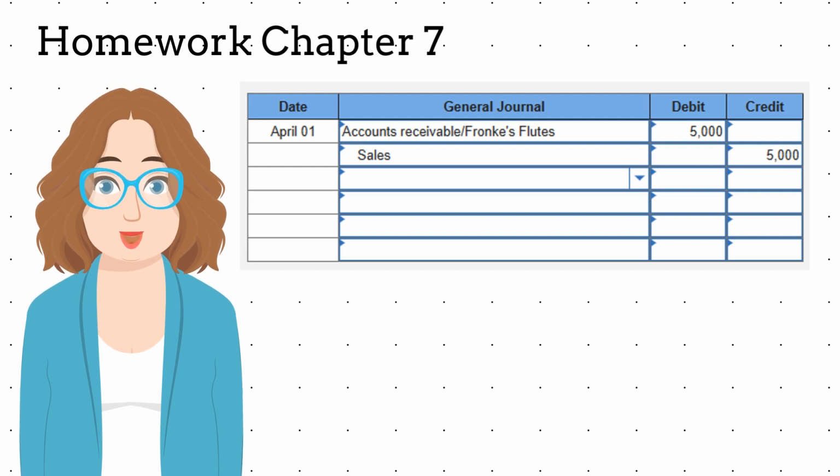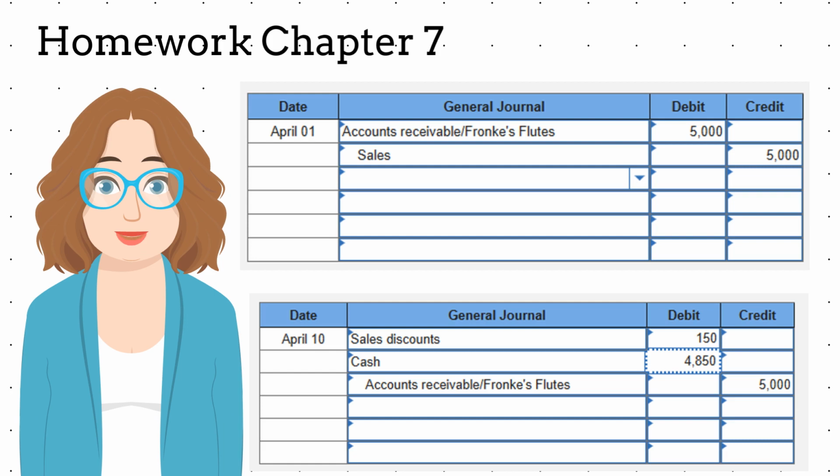On April 10th, when the customer pays, we can now record the cash discount. We'll debit sales discounts for $150 and debit cash for $4,850. On the next line, we'll slightly indent and credit accounts receivable.